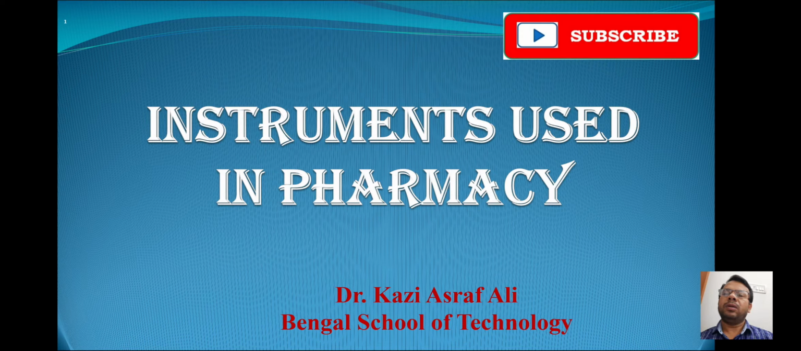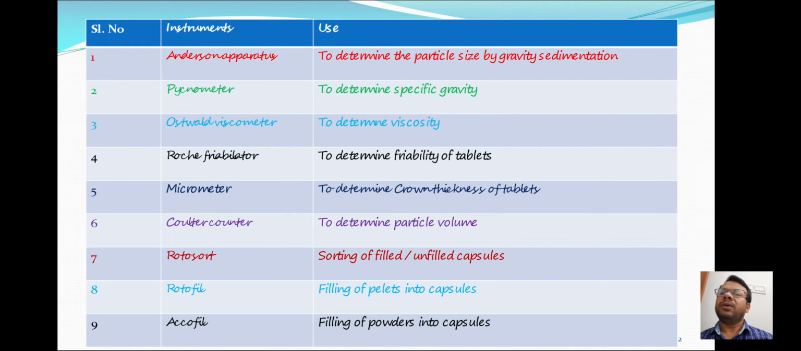Welcome you all. Today we will learn about a few important instruments and their use in pharmacy. First one is Anderson apparatus. It is used to determine the particle size by gravity sedimentation method. Next is pycnometer. It is used to determine specific gravity as well as density. Next is Oswald viscometer. It is used to determine viscosity.